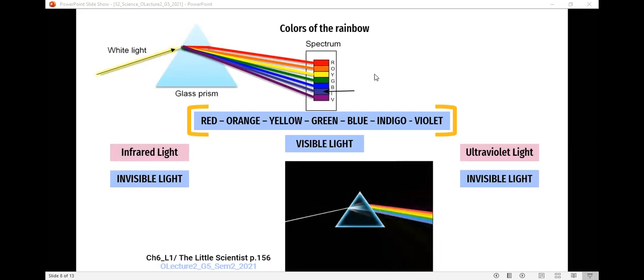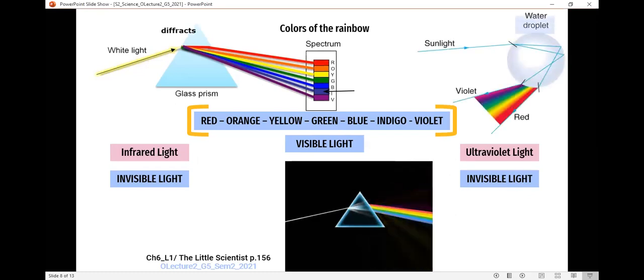So look, white light diffracts through a prism into the 7 colors of the rainbow. This is how rainbows happen. Sometimes after raining, we have droplets of water in the air. These droplets of water act like a prism. So when the sun sends a white light to these droplets of water, the light diffracts into the 7 colors of the rainbow.